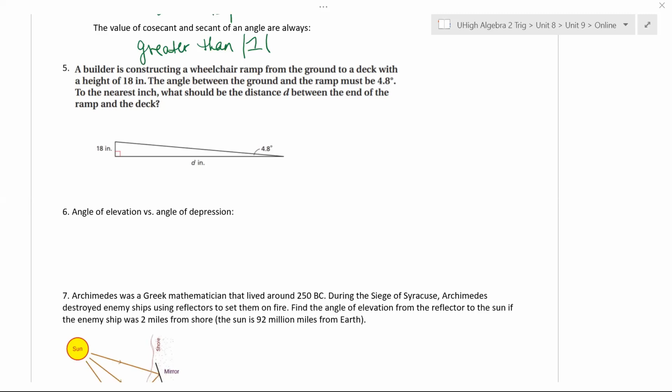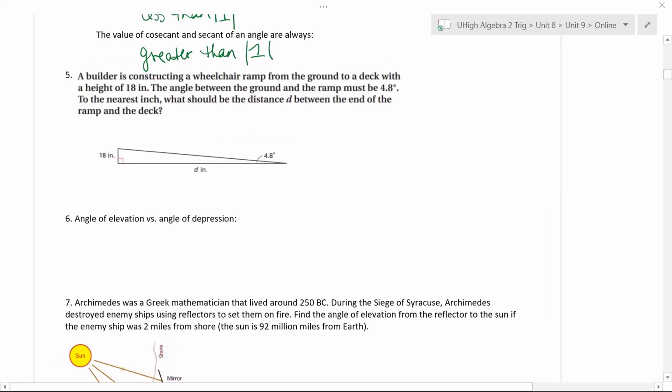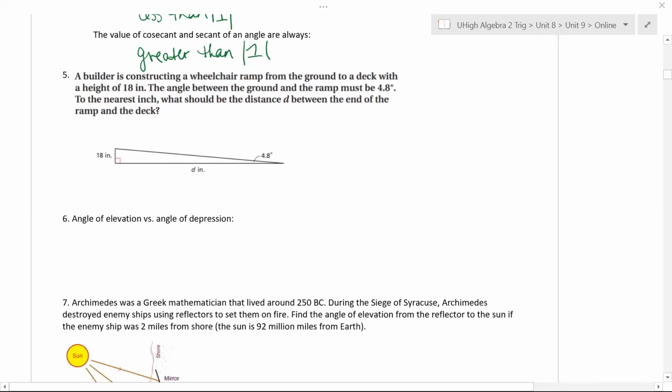So hopefully, as you guys are thinking about this, you saw that since we have an angle measure, I don't know why my pen isn't working. Give me 1 second, guys.